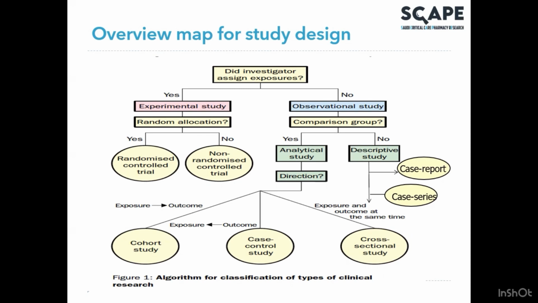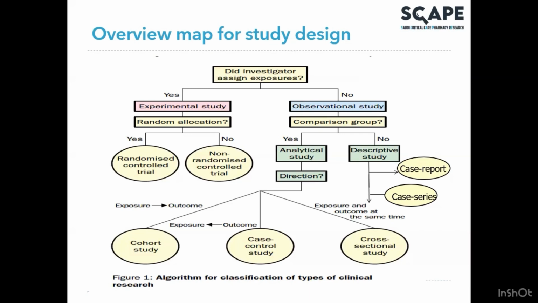In the experimental study, is there a random allocation or not? If there is a random allocation, it will be a randomized controlled trial. If there is no randomization, then it will be a non-randomized controlled trial, and there are many types of non-randomized controlled trials. While if the investigator will not assign any exposure and will just observe, then this is an observational study.